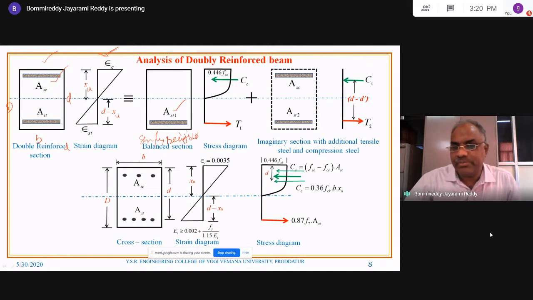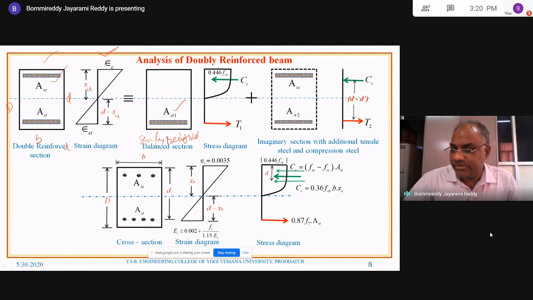So what is the concrete part now? There is no concrete at all. You can assume the imaginary beam without any concrete, the dotted line, the imaginary line, so that there is no concrete, because the entire concrete is taken into consideration in the first diagram.